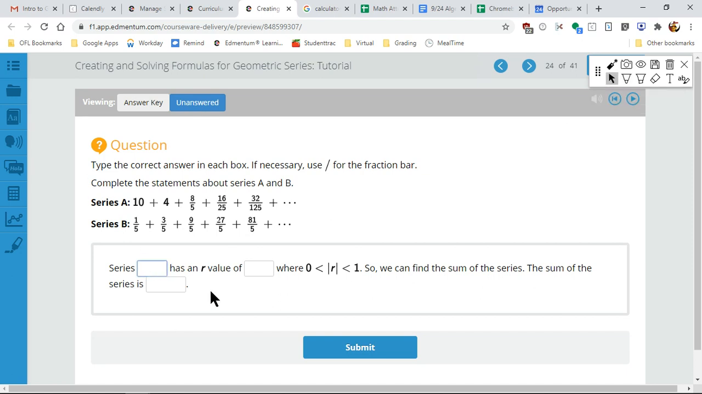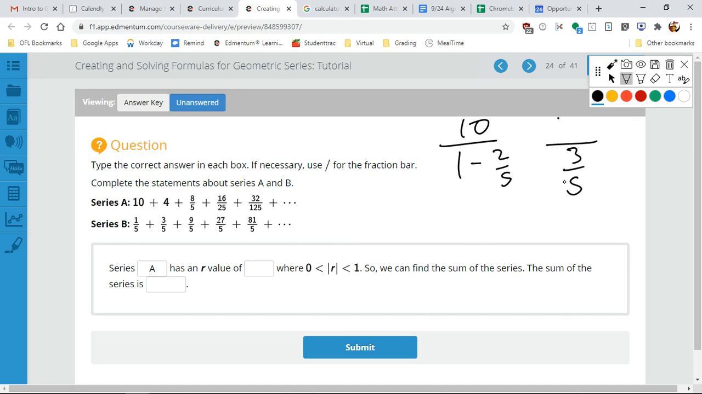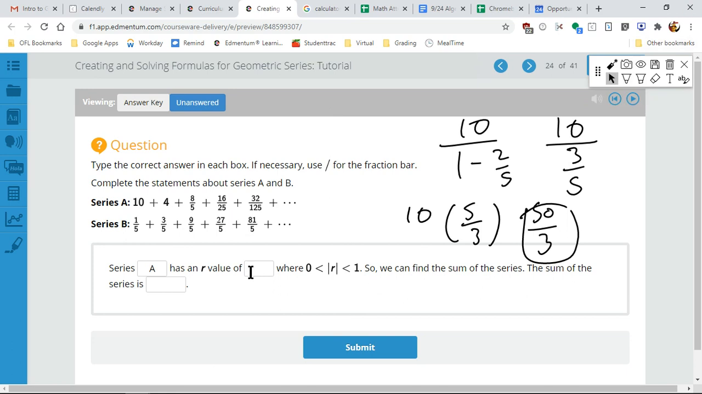All right. So series A has a value of, we would have to figure this out. So series A, we said this was 10 over 1 minus 2 over 5. So that means if we had a pizza and took away 2 slices, we have 3 over 5 left, which would end up being 10 times 5 over 3. So we have 50 over 3 is our answer. I don't know if Edmentum's going to accept this, but I'm going to try.